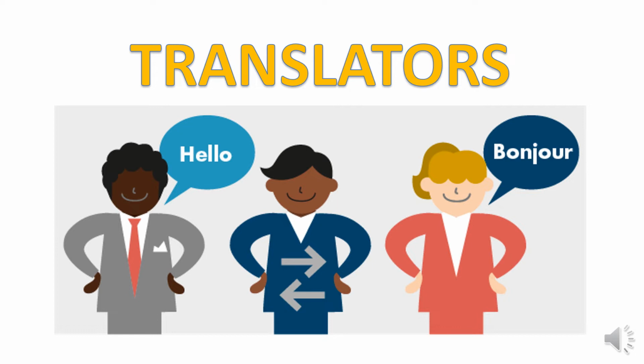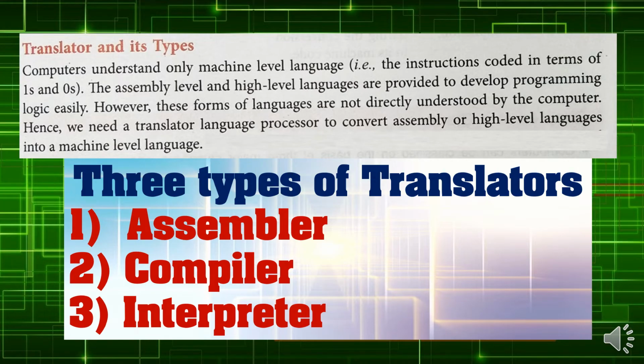Now, to convert our language into the computer's language, we need a translator. So, in the forthcoming slide, we will see what are the different types of translators and how they are used. Translator and its types. Computers understand only machine level language, that is, the instructions coded in terms of ones and zeros. The assembly level and high level languages are provided to develop programming logic easily. However, these forms of languages are not directly understood by the computer. Hence, we need a translator, a language processor, to convert assembly or high level languages into a machine level language.